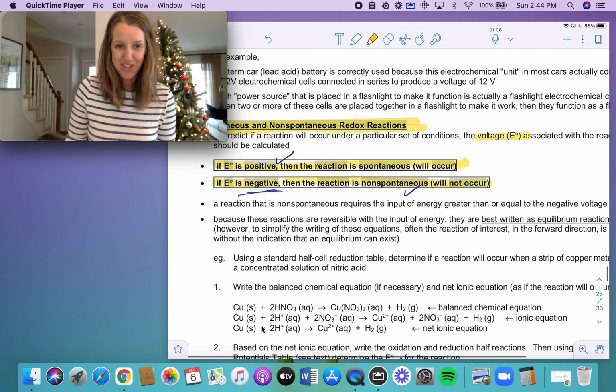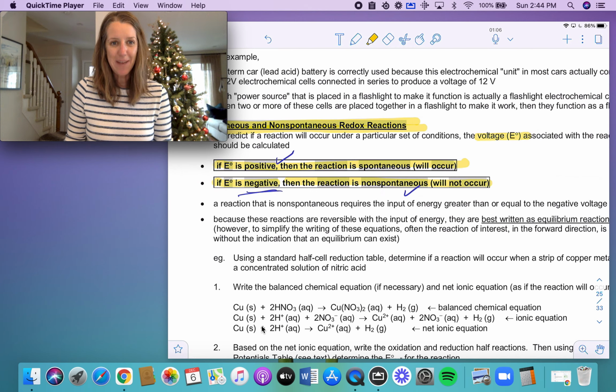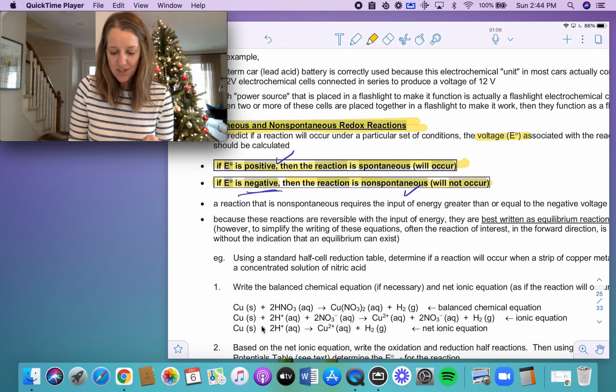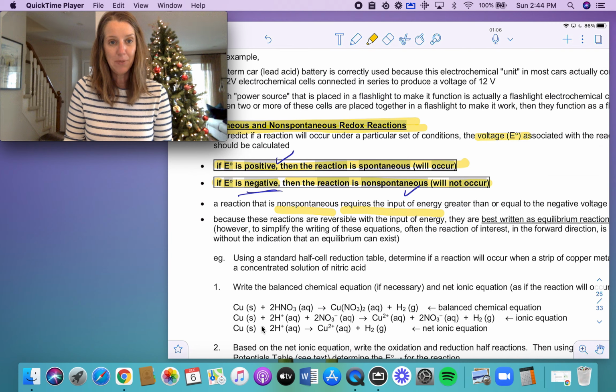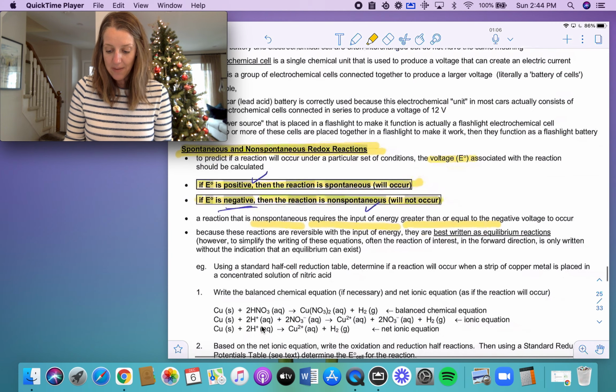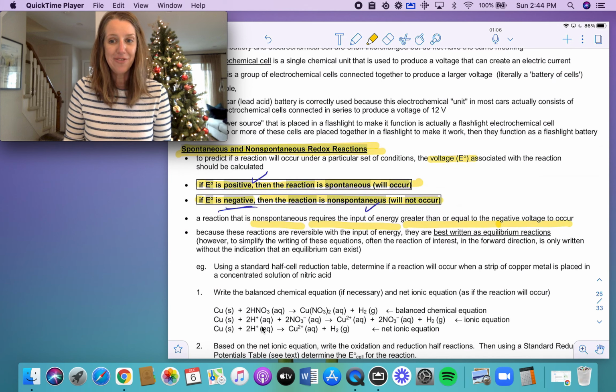Well, this is a question that you did as a follow-up from the little lab activity where I gave you question 2, A, B, and C. This was the answer to 2C. So a reaction that is non-spontaneous simply requires the input of energy that would be greater than or equal to the negative voltage for that reaction to occur.